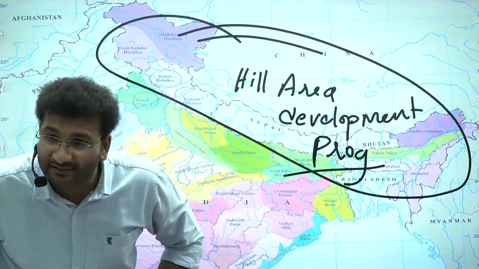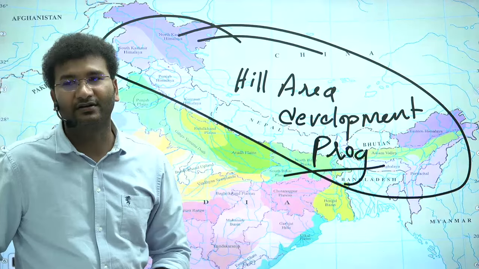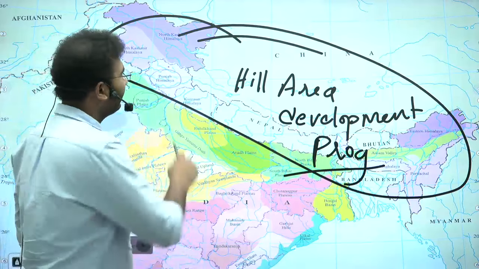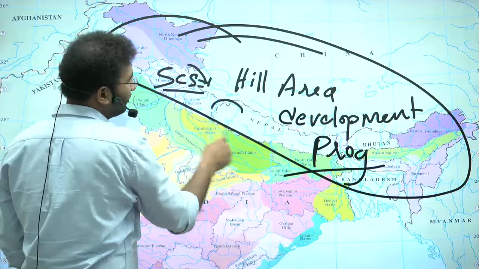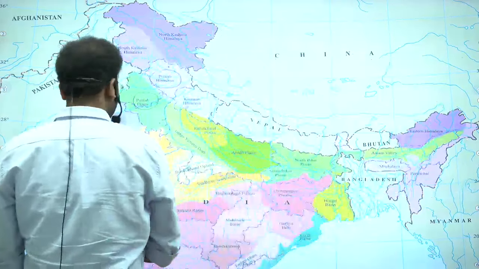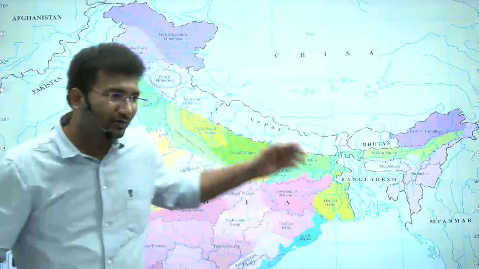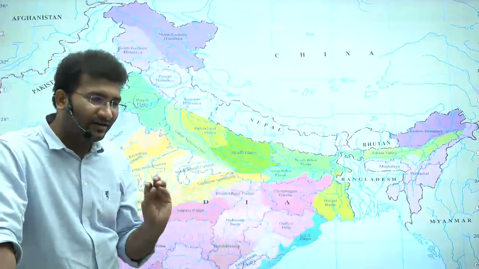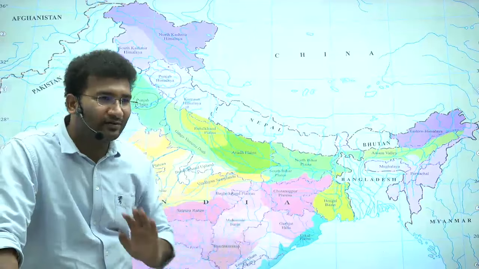Seventh schedule? No, it is different. Basically, special category status is a different concept. Here, 90% of the total expenditure of these states is borne by the central government and 10% is borne by the state government. If you want to construct a road, 90 rupees will be given by the center, and if you are from Uttarakhand, you have to spend 10 rupees from your pocket.